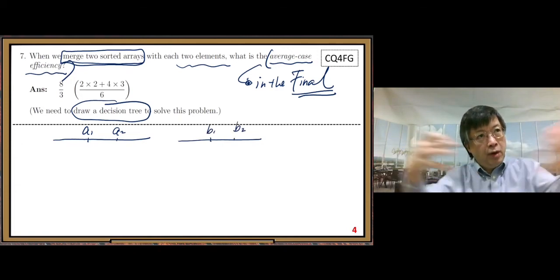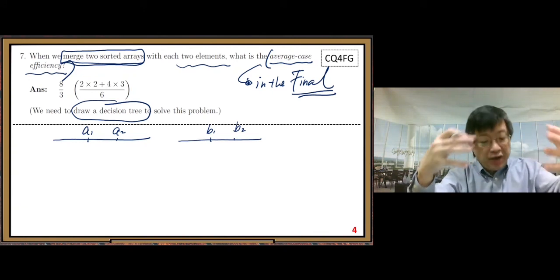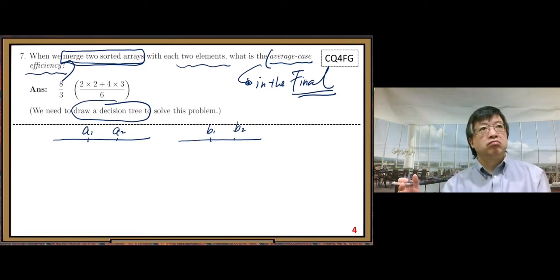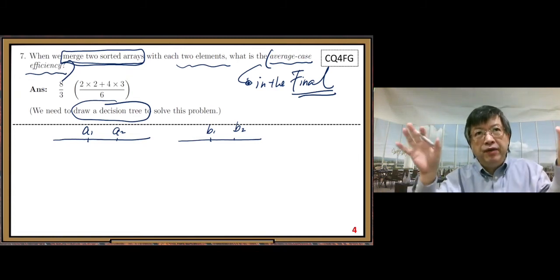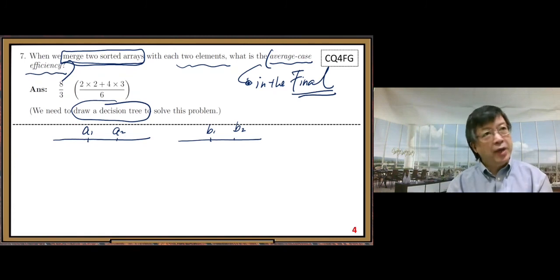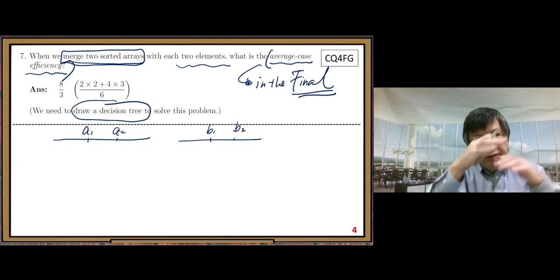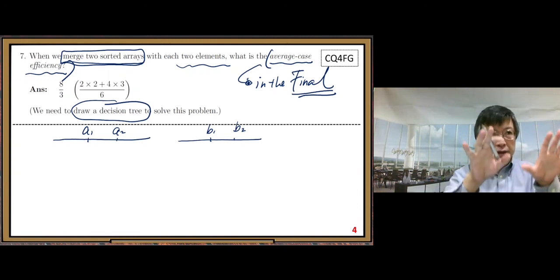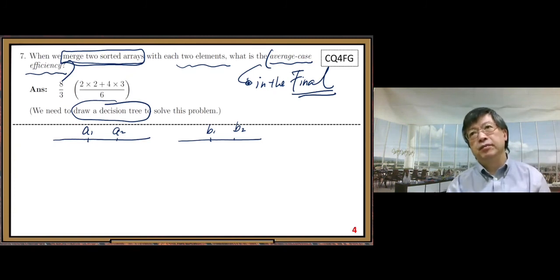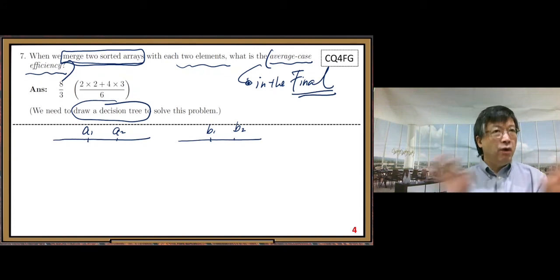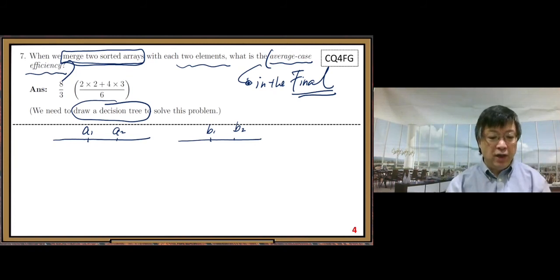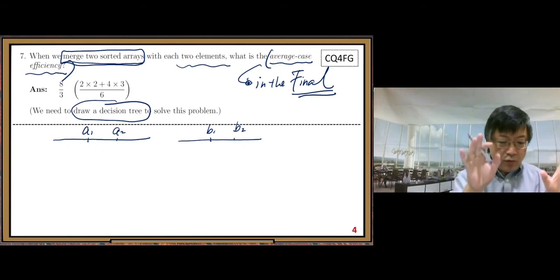Then we do the merge operation based on the values of these 4 elements. There are many different cases, so usually it is not very easy to use different categories to organize those cases. But we try to find a good way to organize all the different cases. Then we can do the average. All right, so let me work on it.